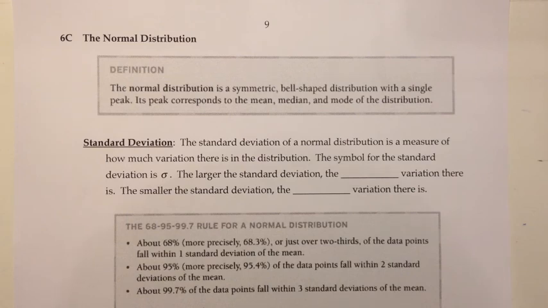So let's look at the official definition. The normal distribution is a symmetric, bell-shaped distribution with a single peak, and its peak corresponds to the mean, median, and the mode of that distribution.